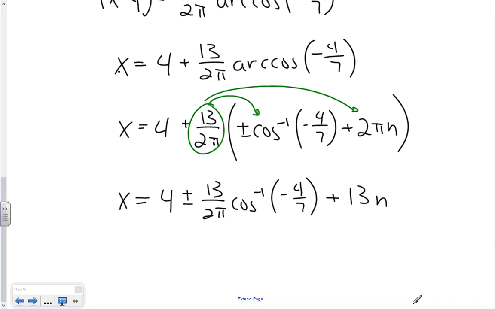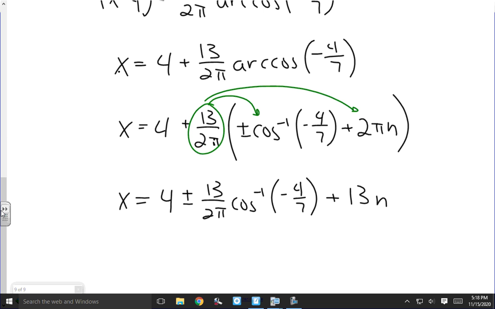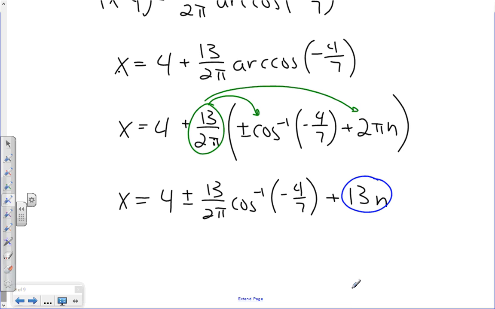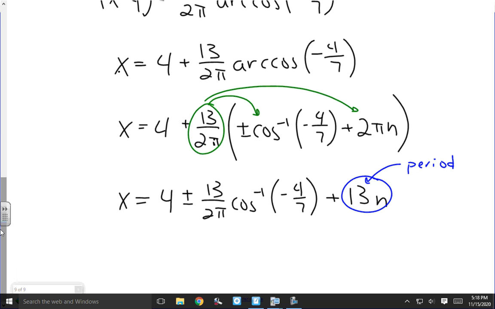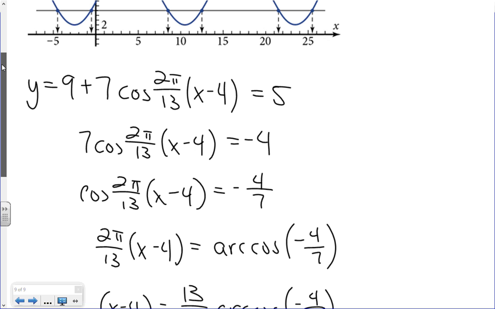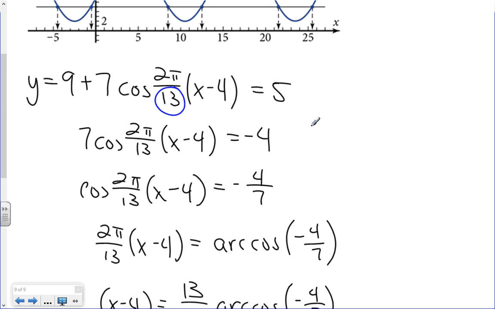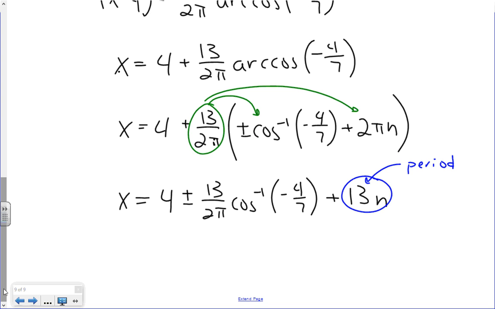Now you should recognize the significance here of the 13 in this problem. We always end up with this quantity here at the end. The 13 in this problem is the period, right? That's what we found was the period. If you go back to the original equation, right there's that 13. That's the period. It should always be the case that you're adding on multiples of the period for that particular equation. That's what we have here. If you got something else, something went wrong in your solution.